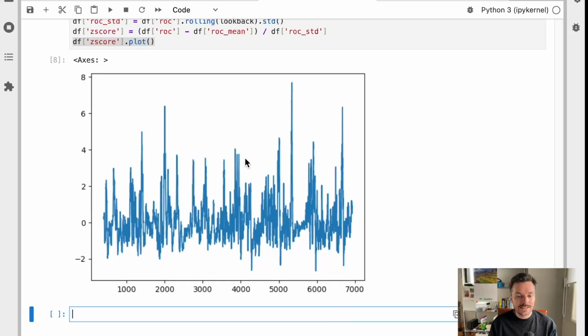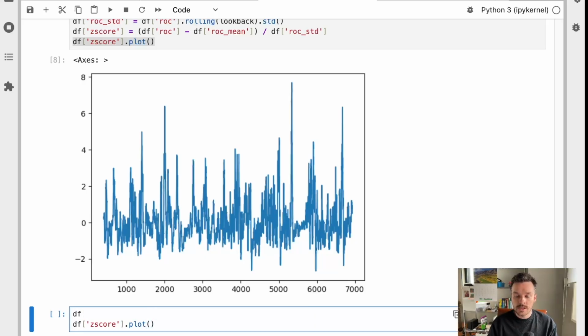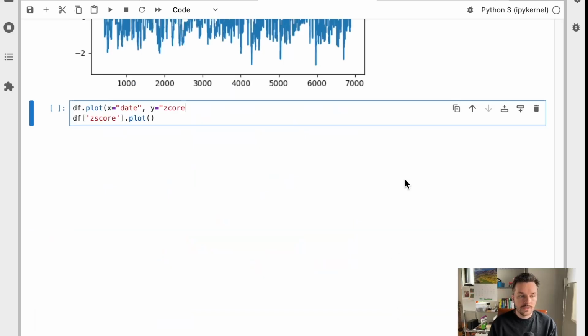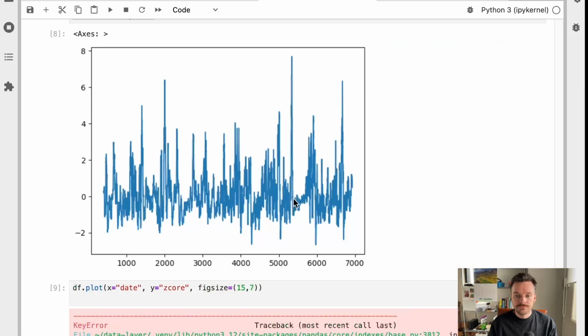And so something like a 6 sigma event sounds crazy, but as you can see here, it's happened 3 times in the last 20 years. So it's not mathematically impossible, and it's possible it's going to happen again. So let's clean this up a little bit. Let's go back to making just a normal plot. We have the plot x equals date, y equals z-score, big size equals 15.7. And then that's going to be a little bit better.